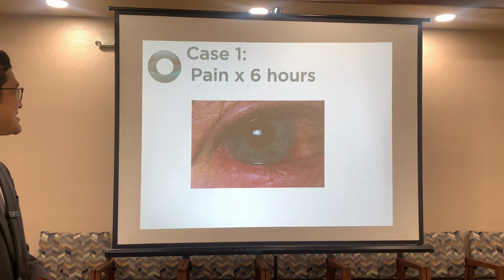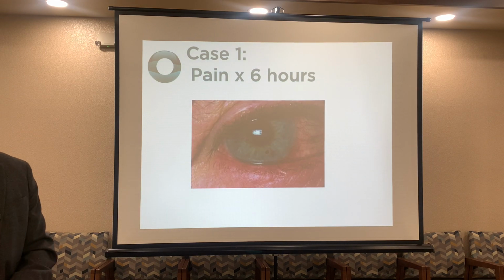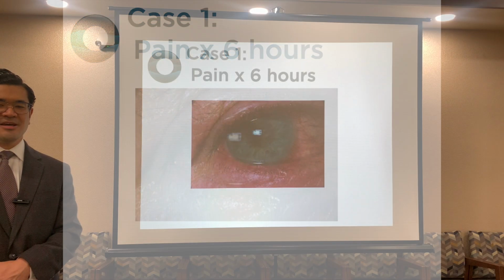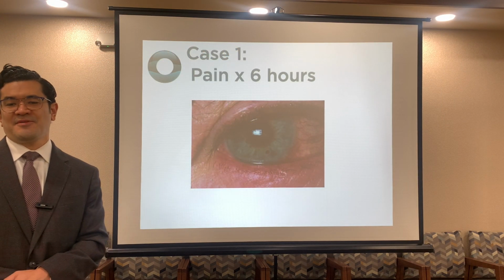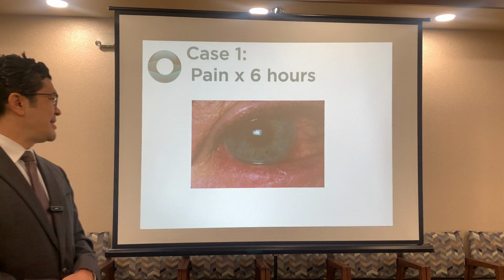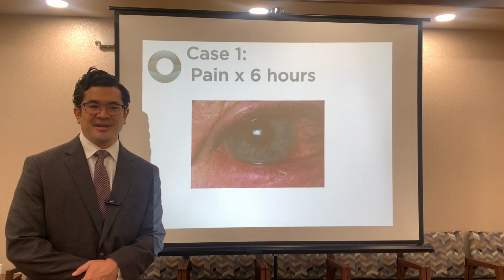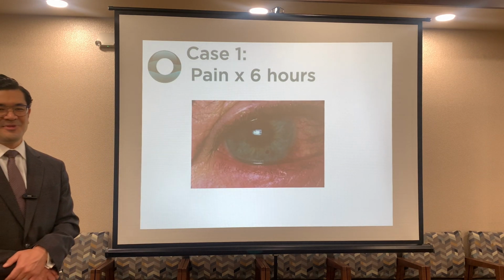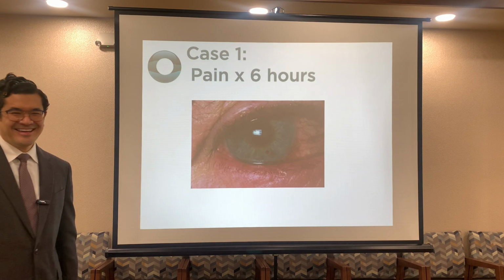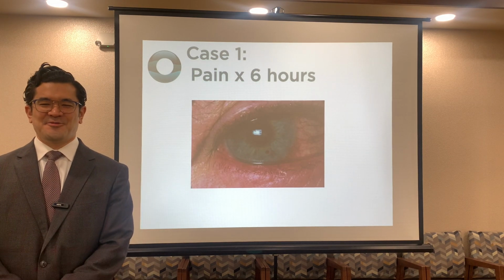Case number 1. This is a patient that has had pain for 6 hours. And so you know this is a new onset acute pain. They'll tell you they feel like something's in the eye, and you can, even with the pen light, already tell something's wrong here. Can you see it from there, Jocelyn? There's a foreign body in the eye.